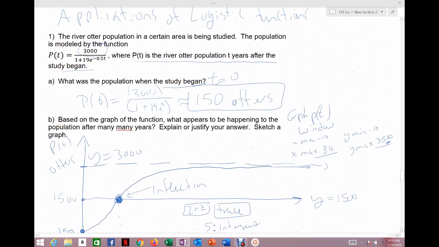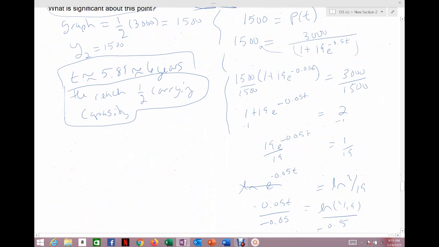Was it 0.5 or 0.05? I wrote 0.5 in all of these and it should have been 0.05.